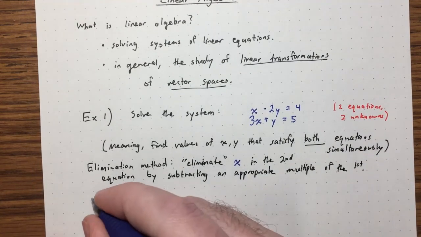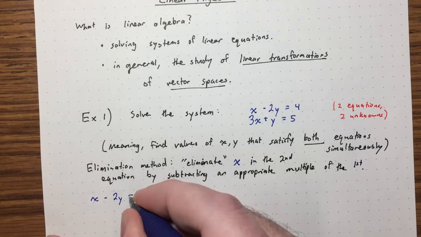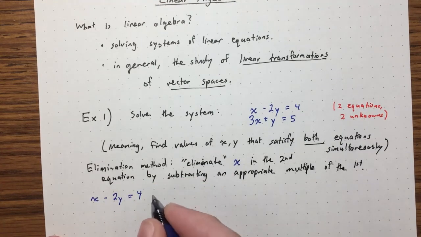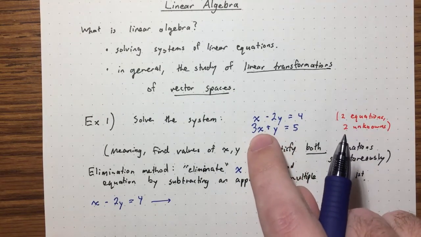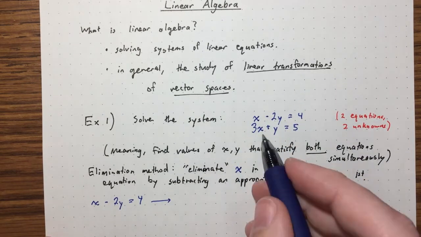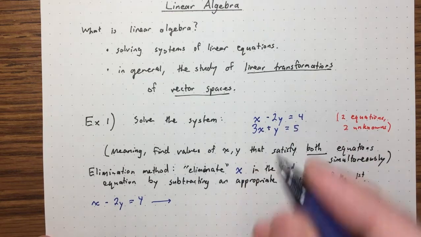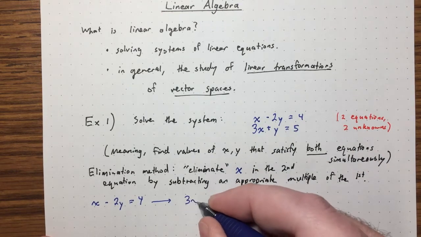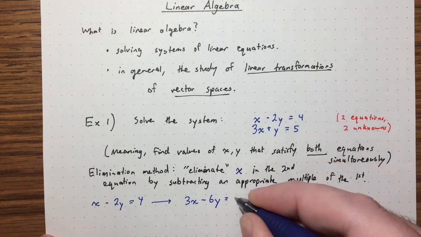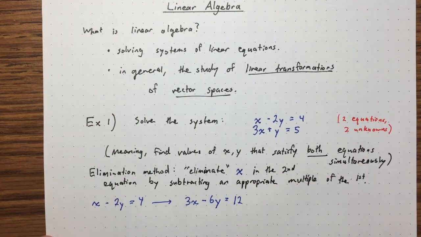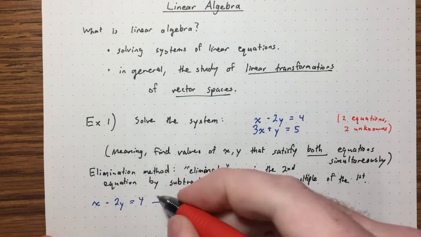Well, let's take the first equation, and we're going to multiply it by, what should we multiply it by? If we want to get rid of that x in the second equation, I think we should multiply it by 3. So we're going to have 3x minus 6y equals 4 times 3, which is 12. So this is just times 3, right? Times 3.